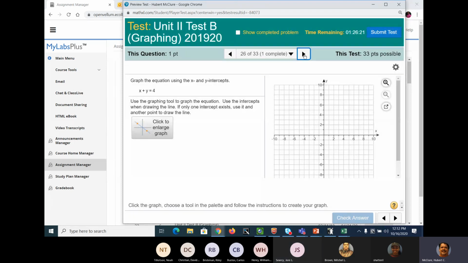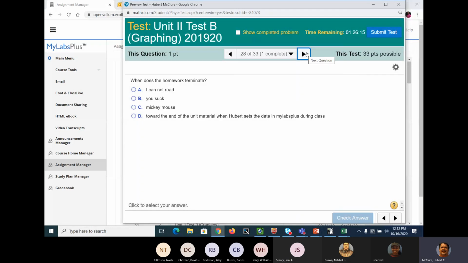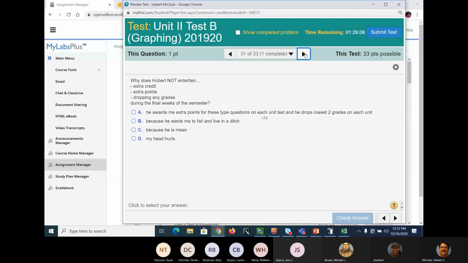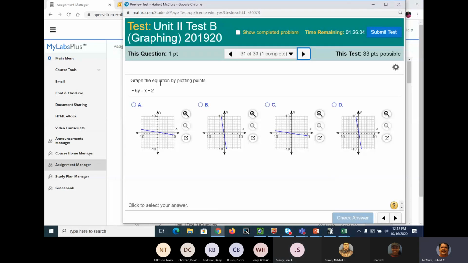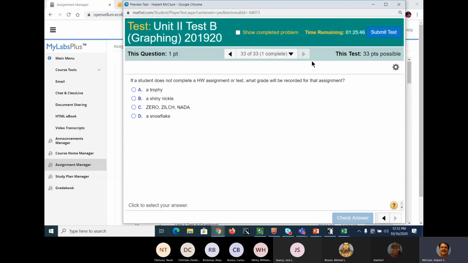Method 2. Bonus. Bonus. Method 2. Bonus. Graph by method 1. And calculate the slope. And the y's are the same. So that means what? It's a horizontal line. So you think you might need to practice up on method 2?